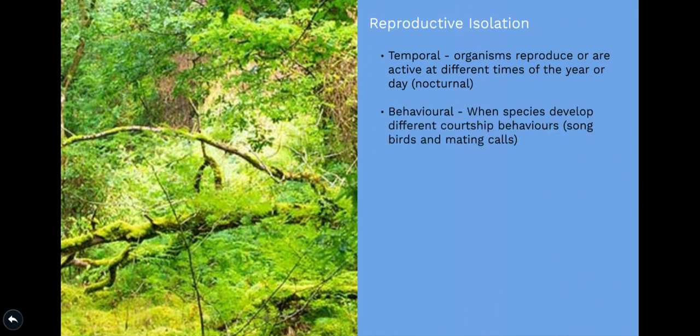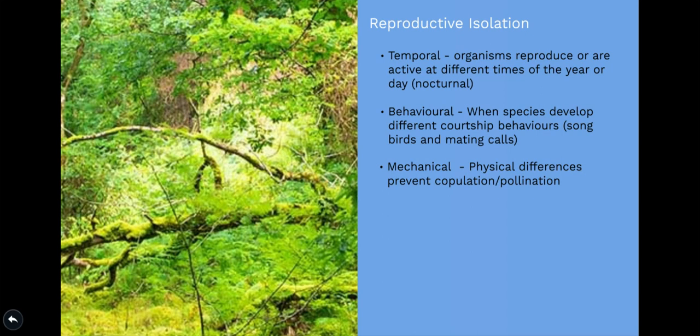Behaviorally, these occur when species develop different courtship behaviors. So birds are another good example of this because they use songs and mating calls to communicate with individuals of the same species. And they will ignore mating calls of other species. There are lots of different examples of behavioural changes that you can see. Some organisms have developed dancing, courtship patterns, some others perhaps build nests, etc., and these kind of things. And I'll give you some examples to look at towards the end of the video.